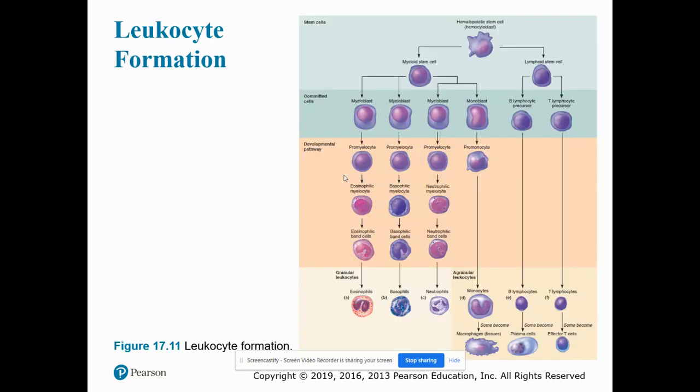I am not going to ask you to memorize this, not in the least. I just want you to know that the two lines exist. One is going to create lymphocytes. The other one is going to create all the rest, all the other white blood cells. And yeah.